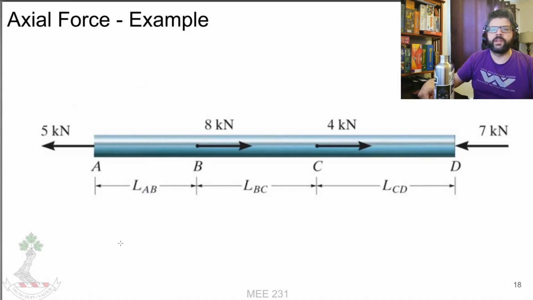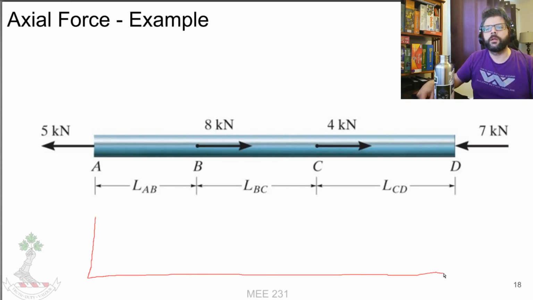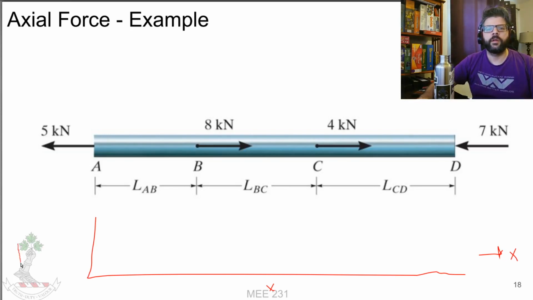So we'll do an example here. I'm just going to draw a quick diagram here. We've got our position X, and we have our force, actually here, and I'm going to call it N of X, the normal force as a function of X. So we've got this load here, this 5 kilonewton load.